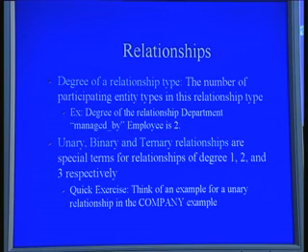So let us delve deeper into what is meant by relationships and some of the characteristics that define relationships. Firstly, the notion of the degree of a relationship type. So what is the degree of a relationship type? It is simply the number of entities that are involved in this relation. It is between how many entities this relationship is going to establish an association.